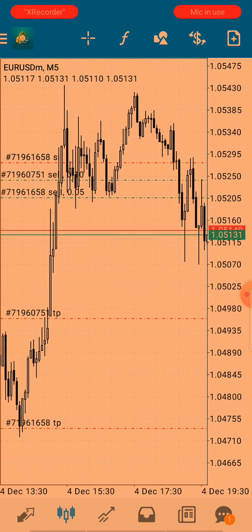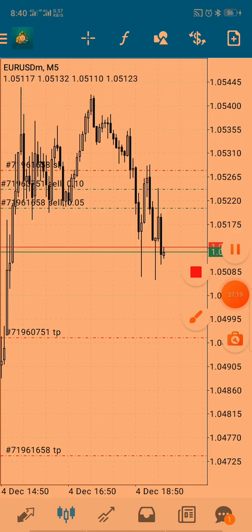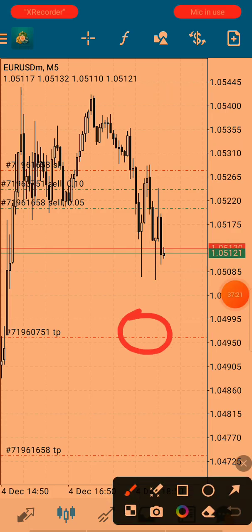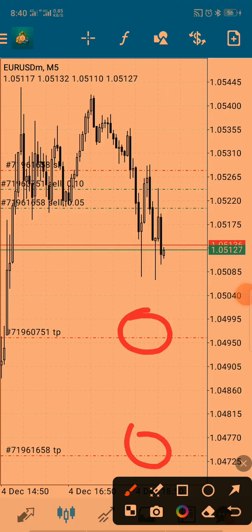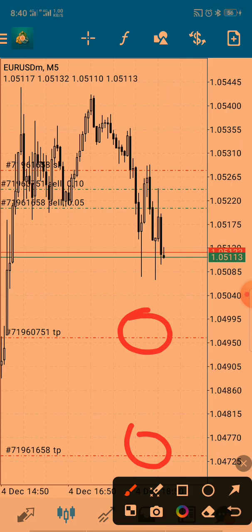If it hits this one, you see it when you take it out. Look at the take profit. I'm talking about this place. If it hits this place, you people will see it. If it hits this one, you people will see it. I'm going to be on this trade till the end of it. I'll record it to the end, right?